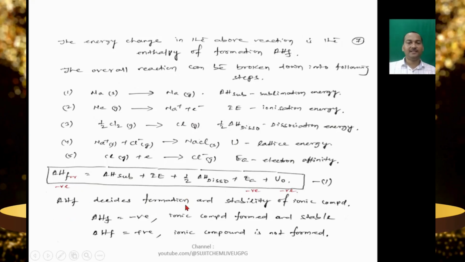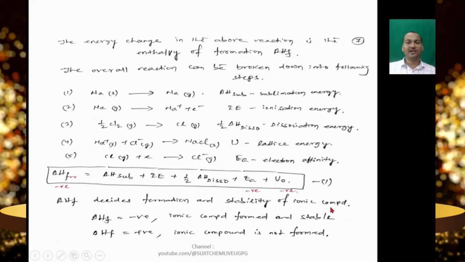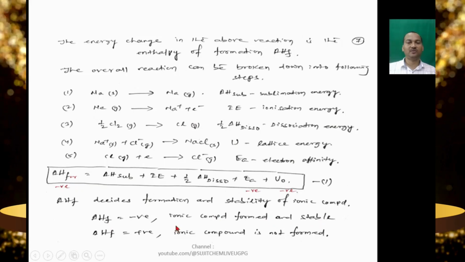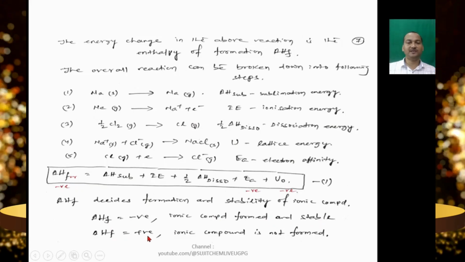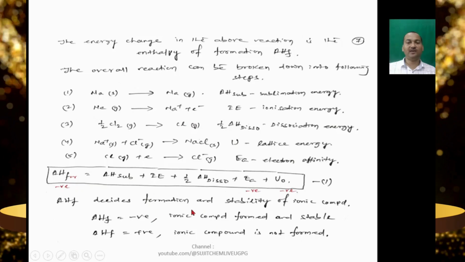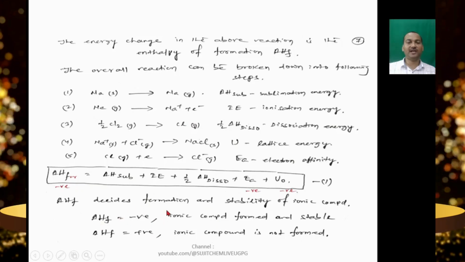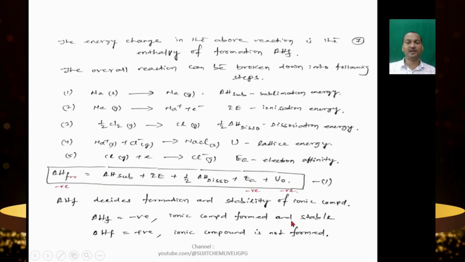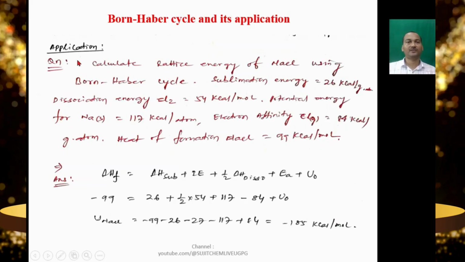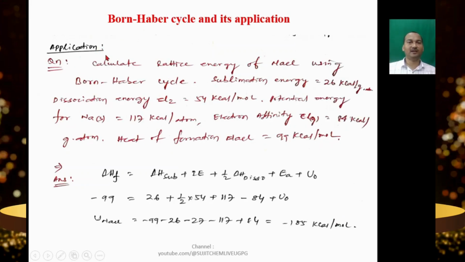Delta HF decides the formation and stability of an ionic compound. If delta HF is negative, the ionic compound forms and is stable. If delta HF is positive, the ionic compound is not formed. So for the formation of an ionic compound, delta HF should be negative and it should be formed and stable. Next is application of Born-Haber cycle.